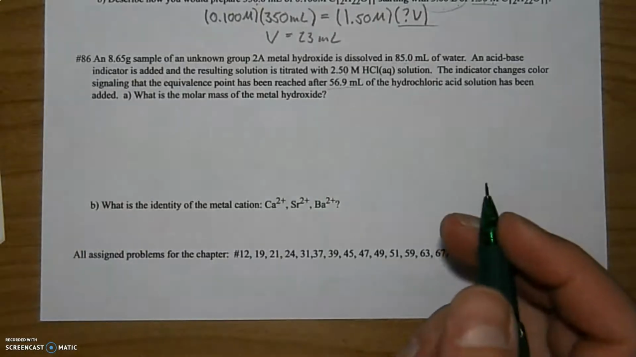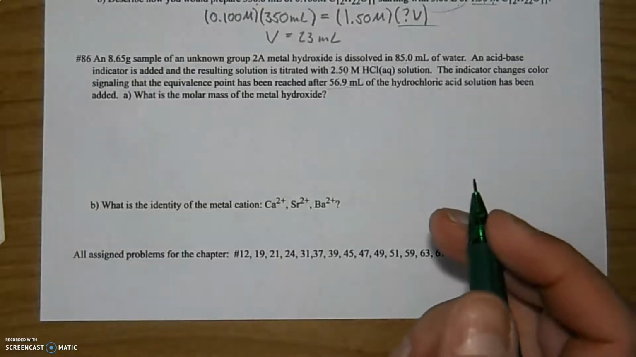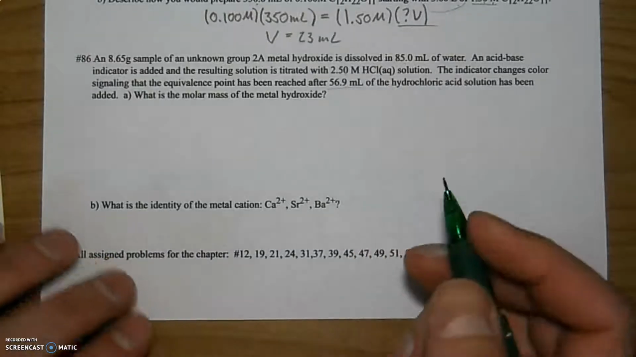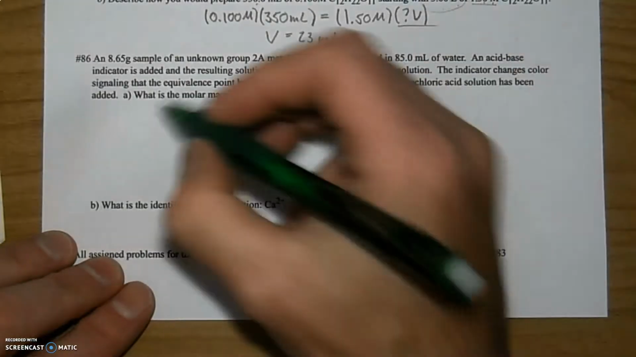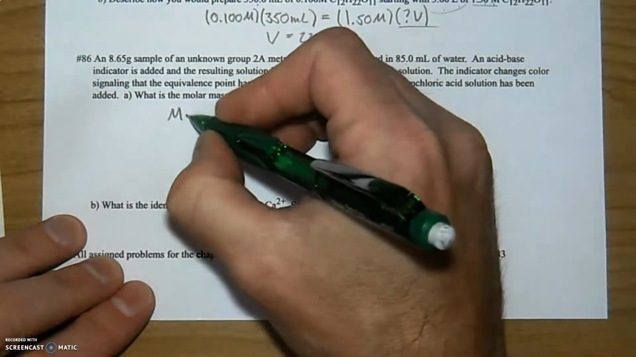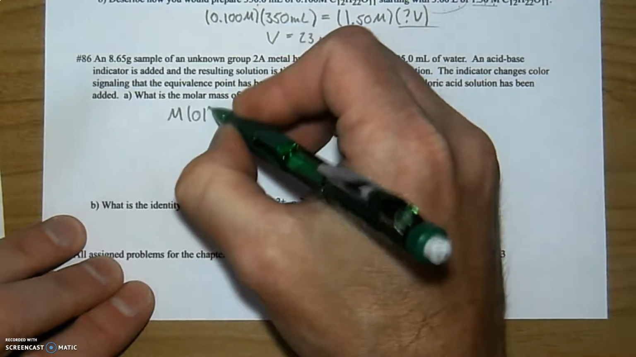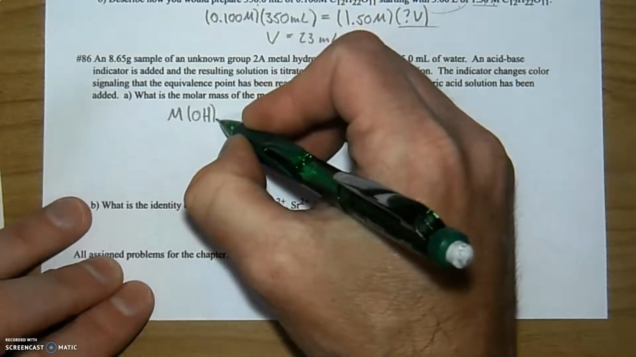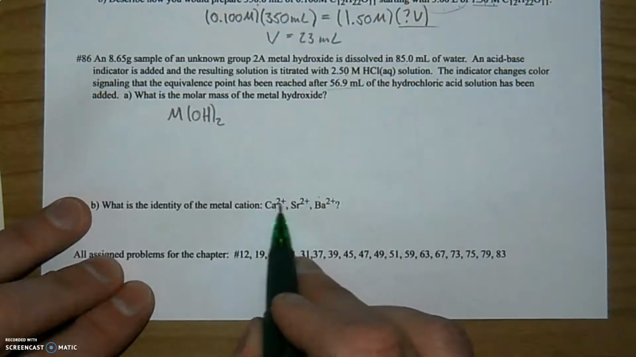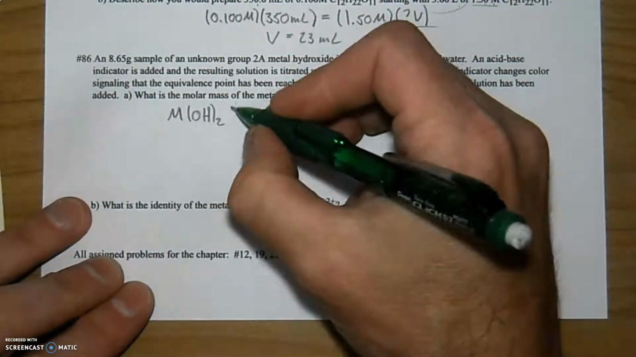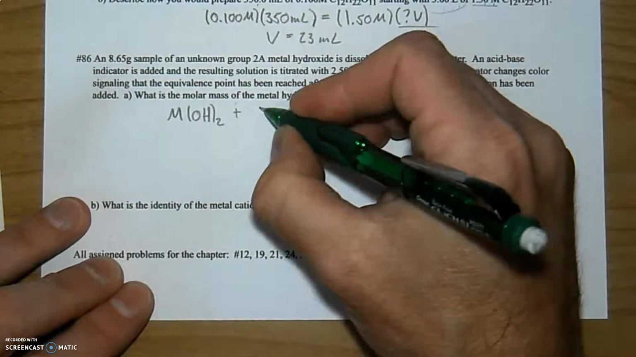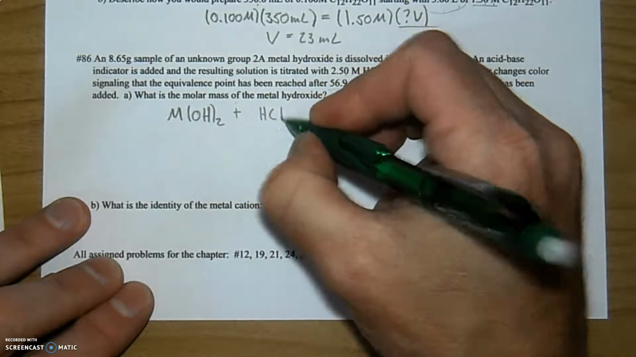So the first thing we should probably do in this problem is create an equation so we can understand how these things relate to each other. And reading through here, we can see that it is a metal hydroxide. It's a +2 for all three of them. And we're titrating it with HCl.